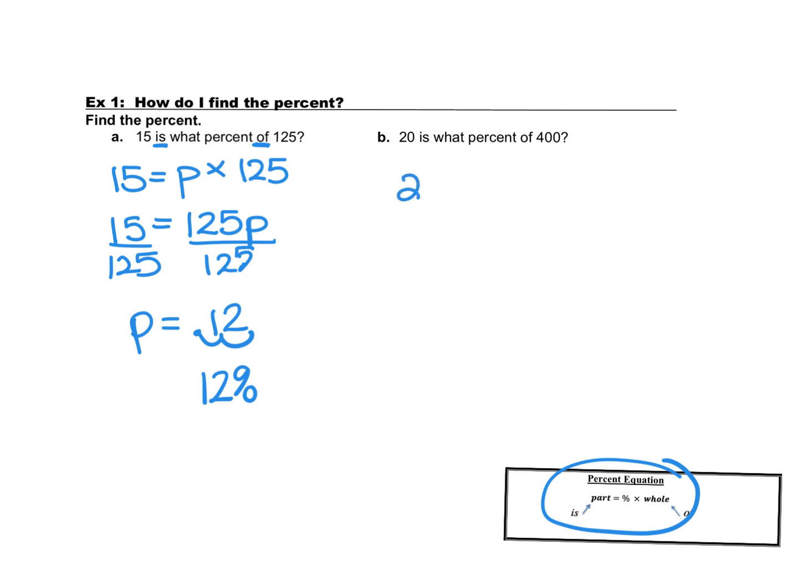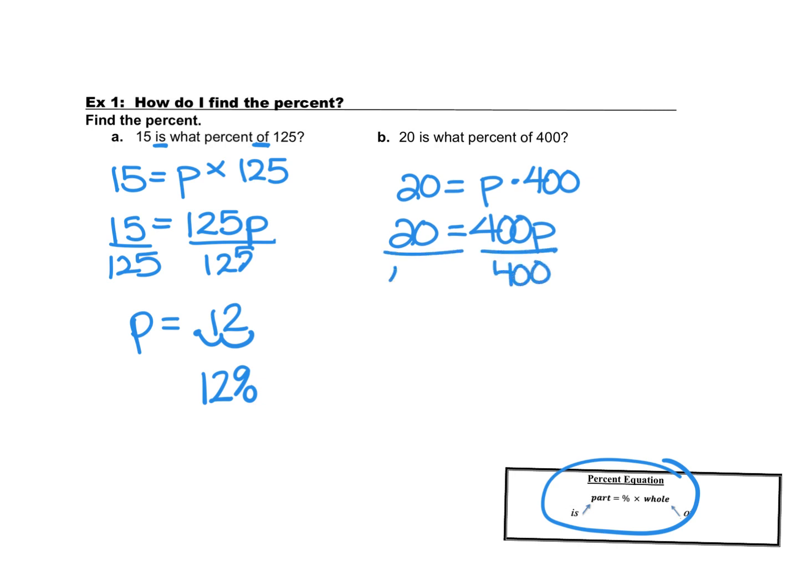All right, our next one, 20 is what percent of 400? So we're going to have 20 is equal to what percent, which is p, times 400. And then again, if you want to write it like this, 400p, you can do that. And so the 400 is multiplying the p, so we're going to divide by 400.